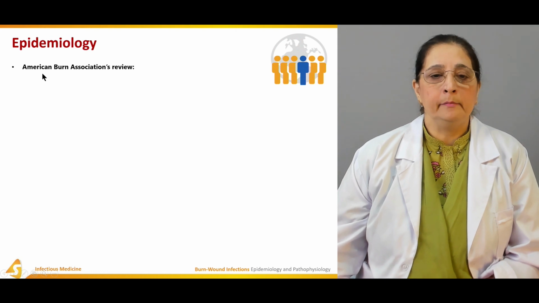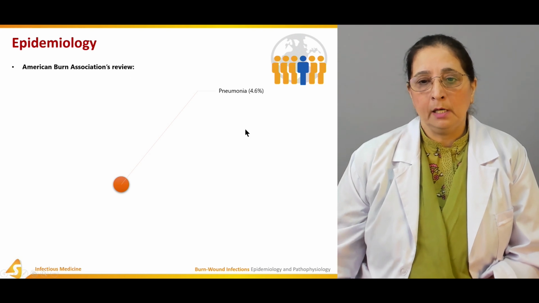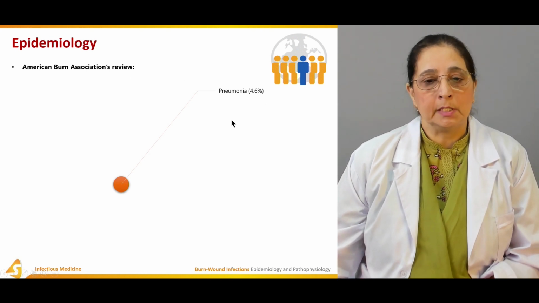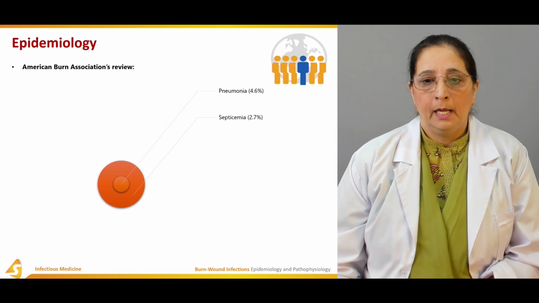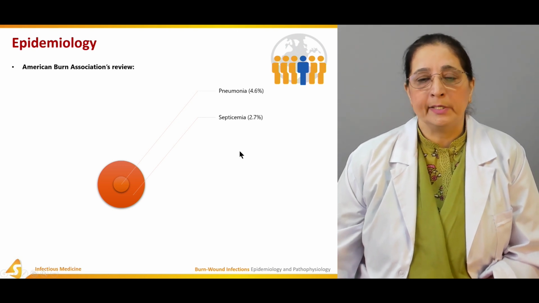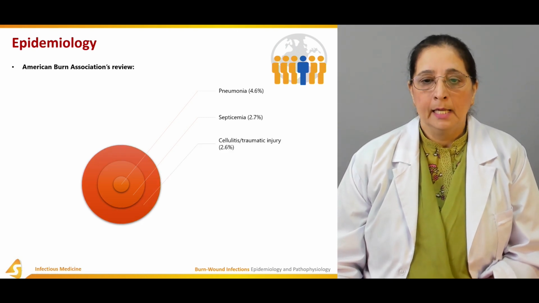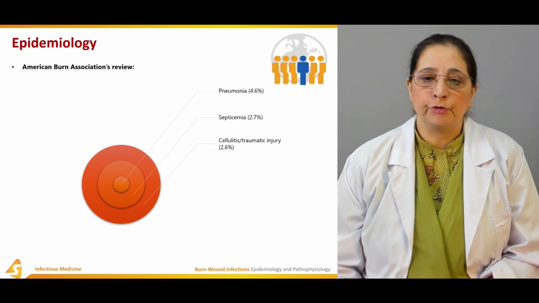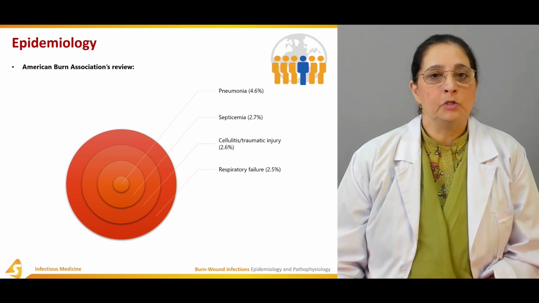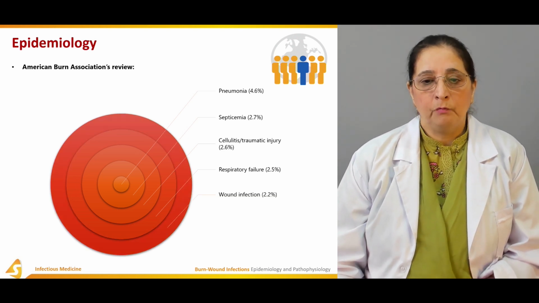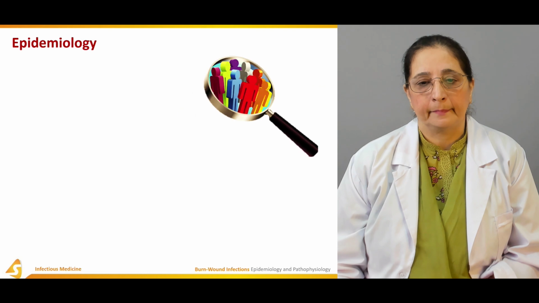According to an American Burn Association review, pneumonia occurs in 4.6% of burn patients. Septicemia: 2.7% of the patients develop septicemia. Cellulitis, traumatic injury, 2.6%. Respiratory failure is 2.5%. Wound infection occurs in 2.2% of the cases.